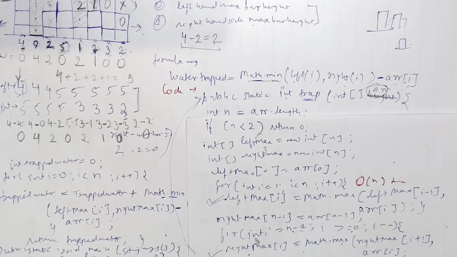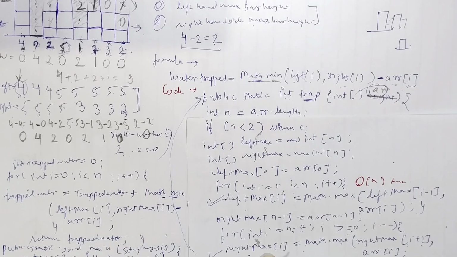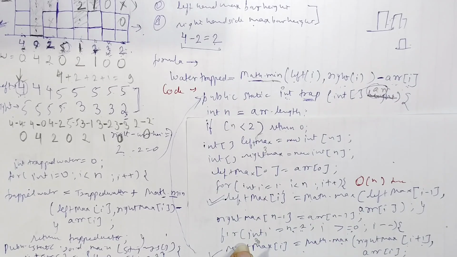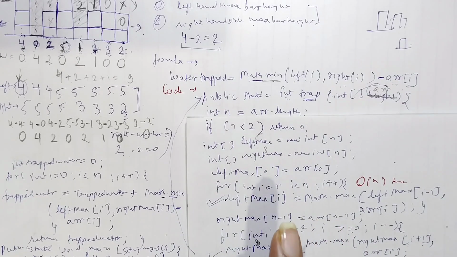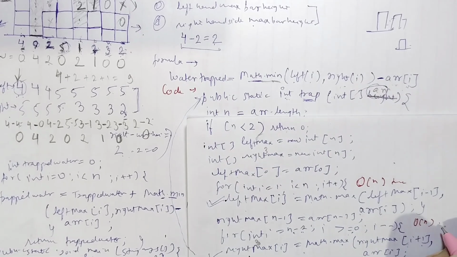Now if we talk about right max, in right max also we are iterating through the array once from right to left. Here we are iterating left to right, here we are iterating right to left, but only once. So that's why it will also take big O of n time.